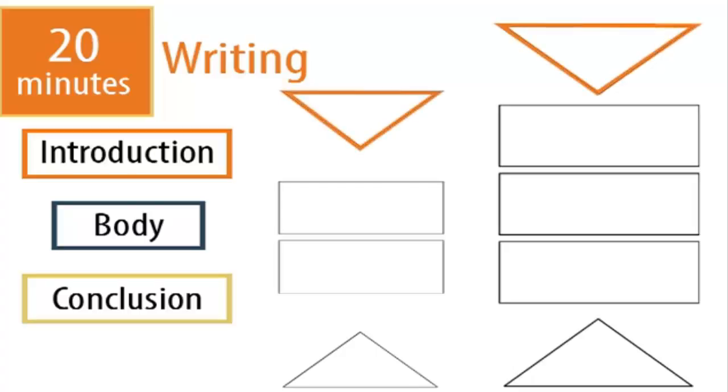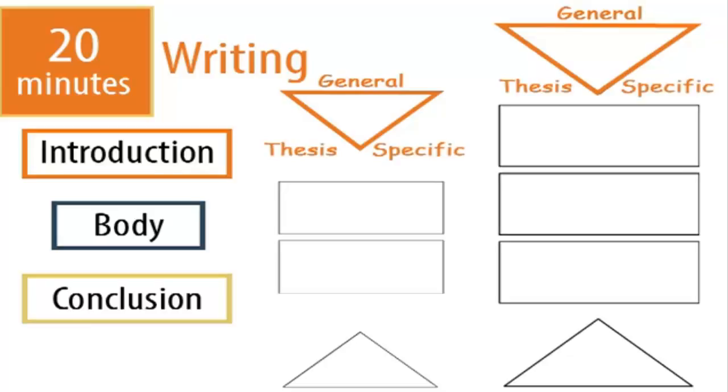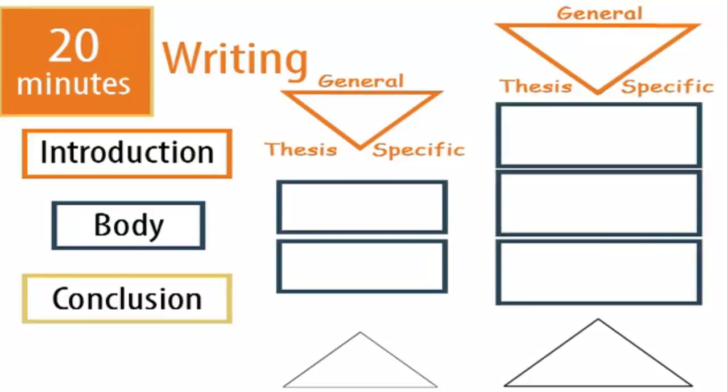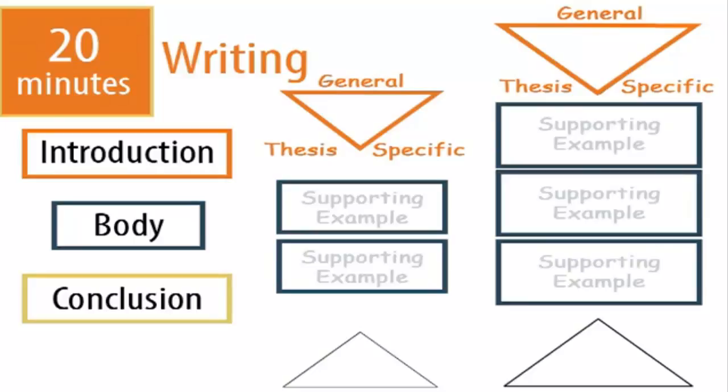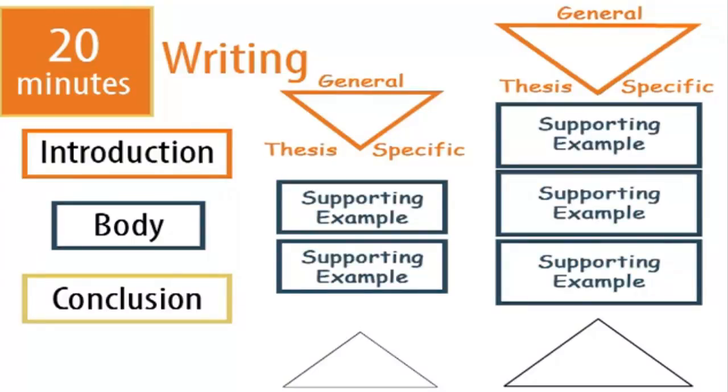The downward pointing arrow represents the introductory paragraph. Notice that the beginning of the essay is very general and broad, as you're introducing the prompt. Then your thesis should be a more specific thought. The 2 or 3 blocks represent the body paragraphs, which are the supporting examples you chose.